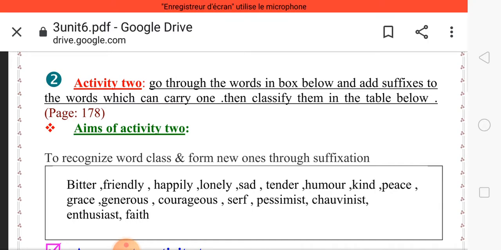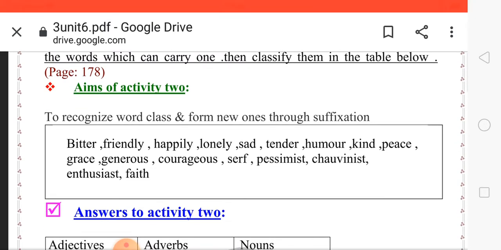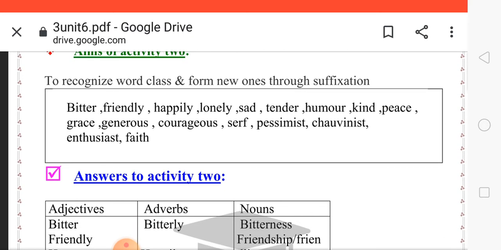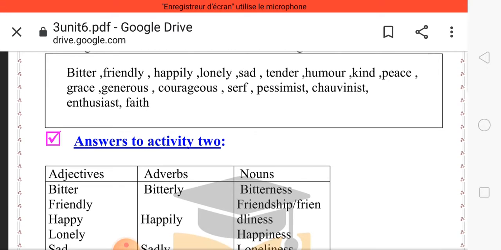Go through the words in the box below and add suffixes to the words which can carry one. Then classify them in the table below. So please open your books on page 178. Okay, the words are bitter, friendly, happily, lonely, sad, tender, humor, kind, peace, grace, generous, courageous, self, pessimist, chauvinist, enthusiast, faith.